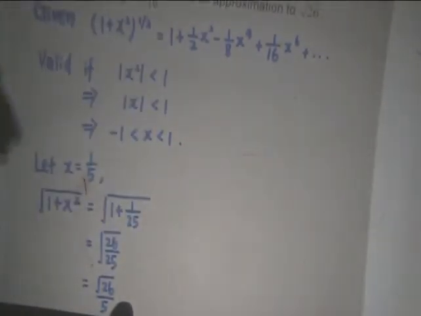my square root of 1 plus x squared will give me square root of 1 plus 1 over 25, and this actually gives me square root of 26 over 25. That is how my square root 26 comes about. And this is actually square root 26 over 5. So now using my expansion, this is approximately equal to the expansion here, just that I need to substitute x equals 1 over 5.